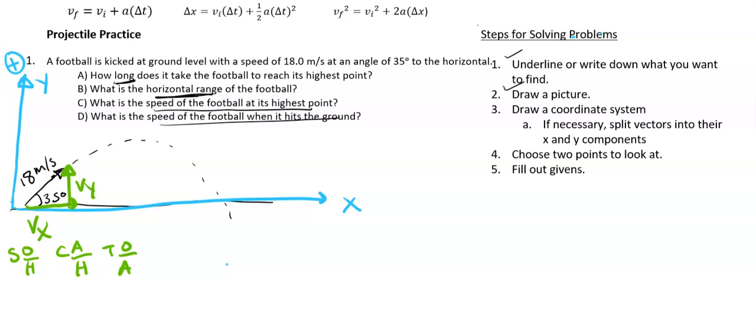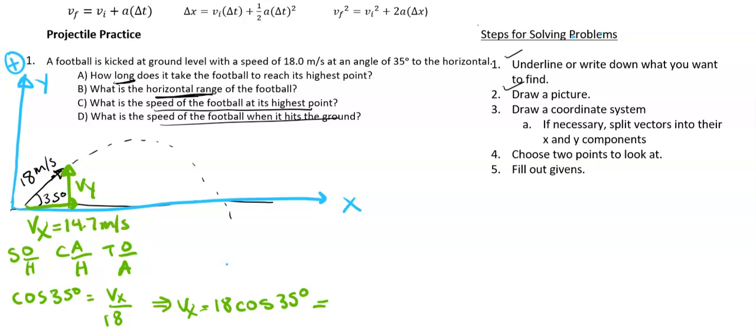So I'll find the x. It looks like that's going to be the adjacent and hypotenuse. So I can set up cosine of 35 equals adjacent, which is Vx over 18. So now I do some fun old math. Vx is going to be 18 cosine of 35 degrees, which I plug into my handy dandy calculator, and I get 14.7 meters per second.